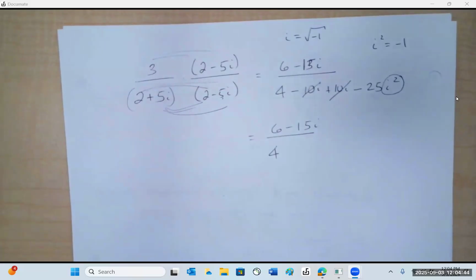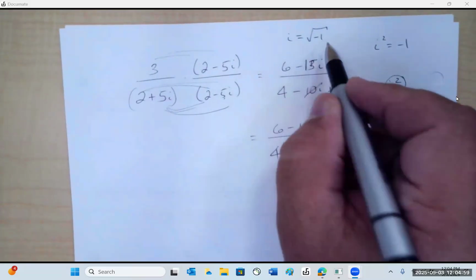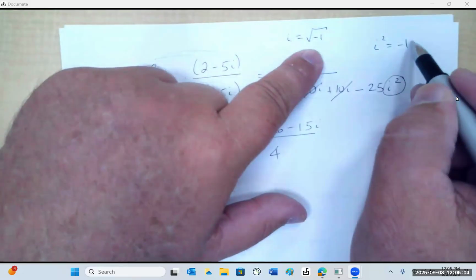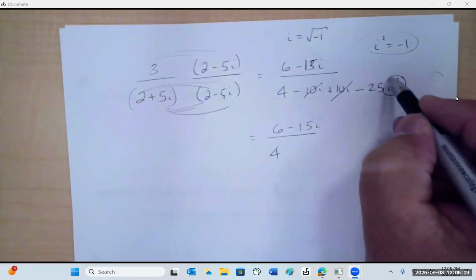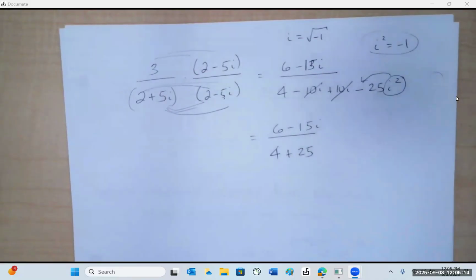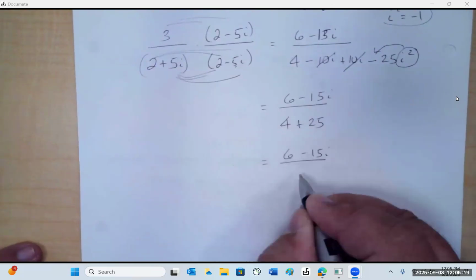There are some times when you don't have any real solutions. What kind of solutions are they? They're imaginary because inside the radical, it's negative. So that's where we get it. When you have i equals square root of negative 1, if I square both sides, the radical and the square disappear, we're just left with negative 1. Basically, all it does is change the sign of the coefficient in front of it. So we have 6 minus 15i over 29.